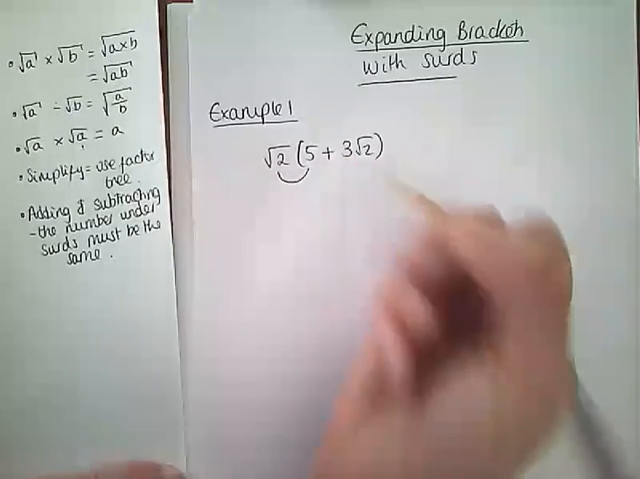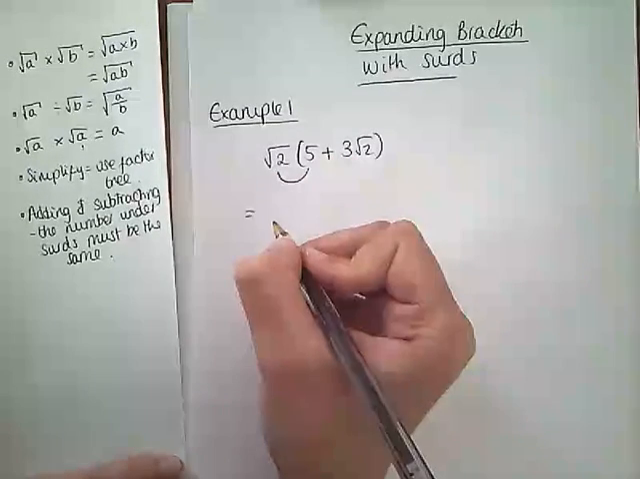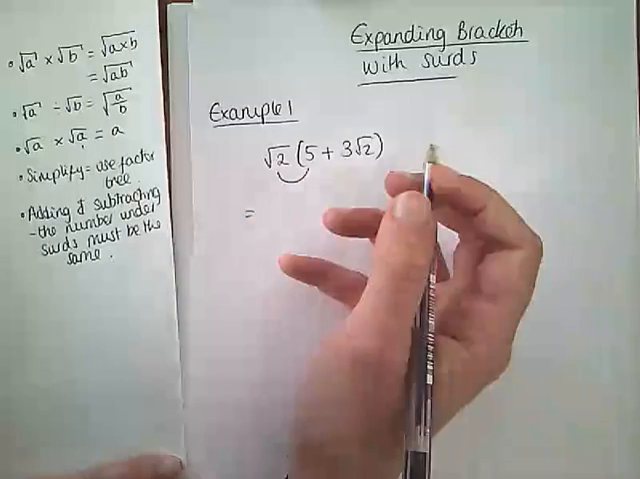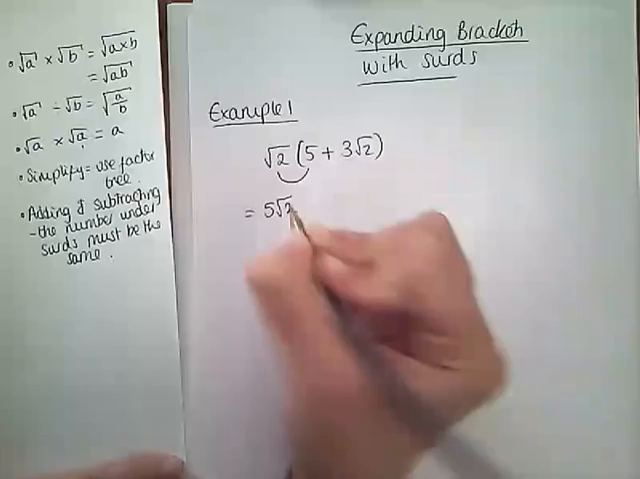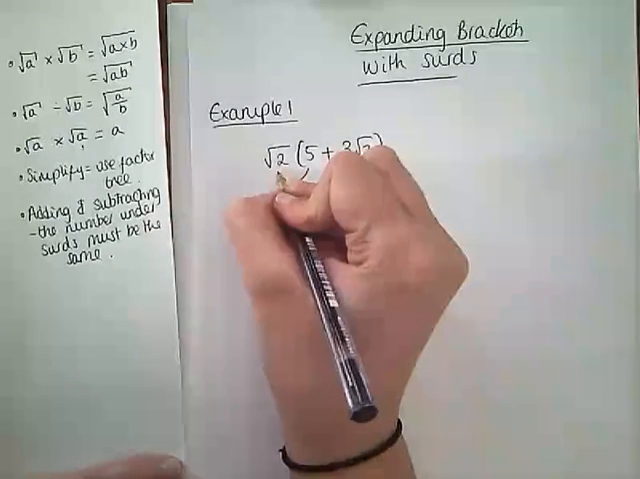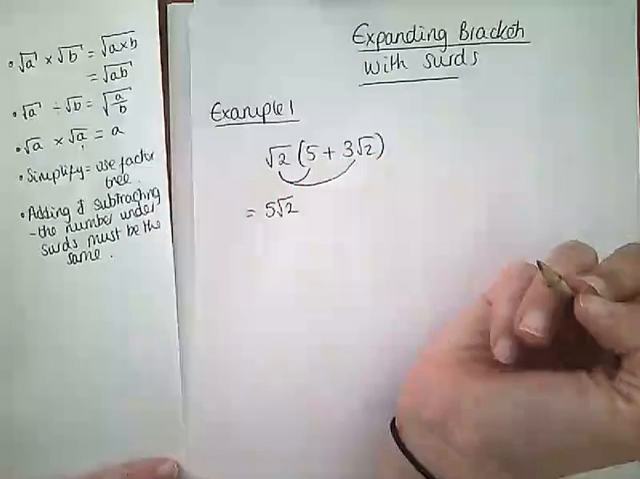So we've got root 2 times 5. Well, that is just x times 5, which is 5x. So root 2 times 5 is just 5 lots of root 2, 5 root 2. Then we've got root 2 times 3 root 2.